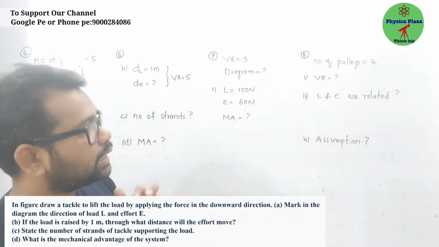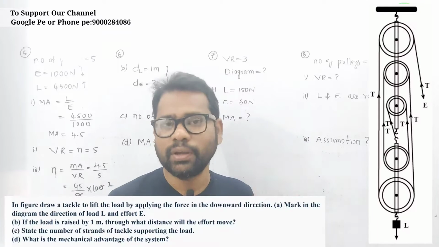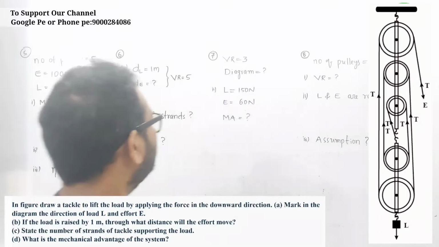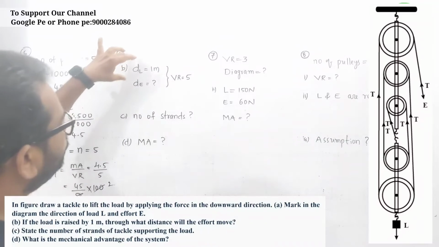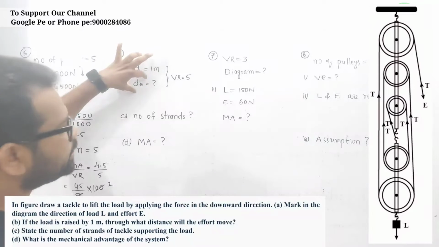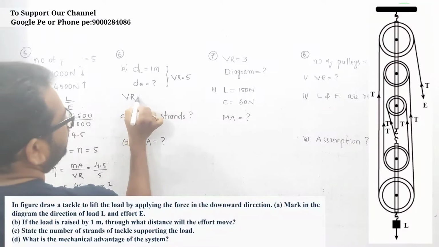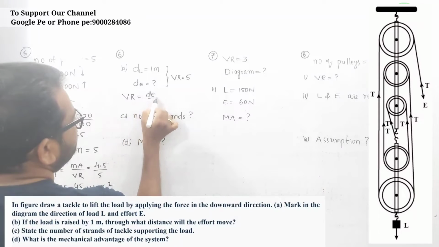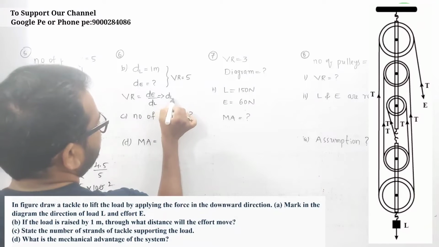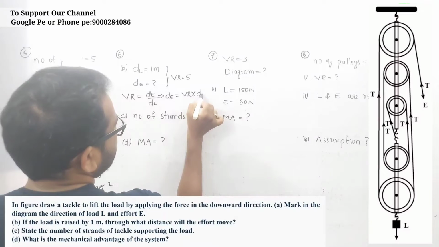So you can see that answer diagram on the board. That is what you actually have to practice, and it's very important. Okay, fine. They also say that if a load is displaced by 1 meter, they're asking us to find the displacement of effort. Children, we know that velocity ratio is equal to effort displacement by load displacement. So from this, effort displacement is equal to velocity ratio into load displacement.